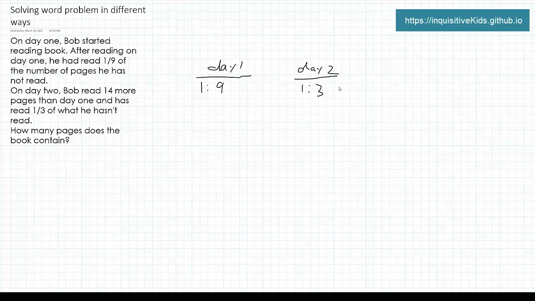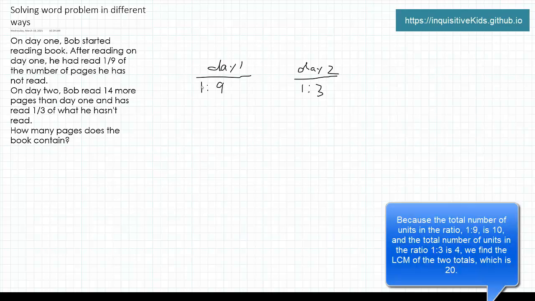3 is how much he hasn't read, but we can't compare them yet because they have different amounts of units, so we need to change them so they have the same amount of units. On this ratio, there's 10 units, and on this ratio, there's 4, and we need to change them to have the same amount of units, and their least common multiple is 20, and 10 times 2 is 20. So we need to multiply 1 by 2 and 9 by 2.